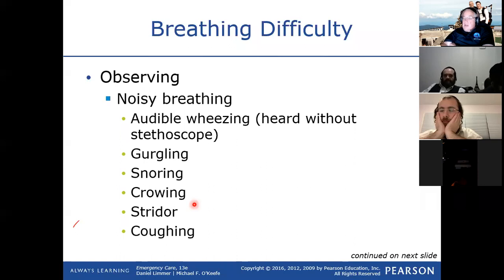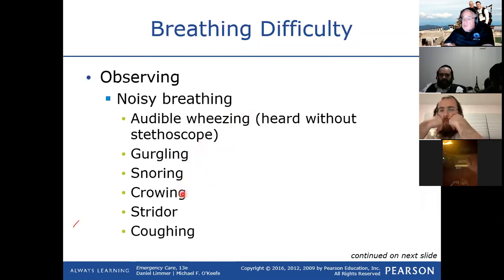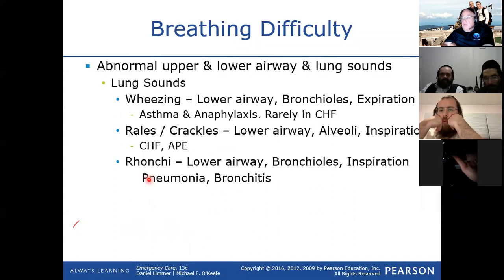Coughing, obviously, is the sound of there being something in the lungs that the body wants you to get rid of. So that's more of a lower airway sound. So again, a lower airway would be the wheezing and the coughing. Upper airway would be all of these, the gurgling, the snoring, the crowing, and the stridor, because that's all dealing with above the lungs, right? So it's the upper airway.